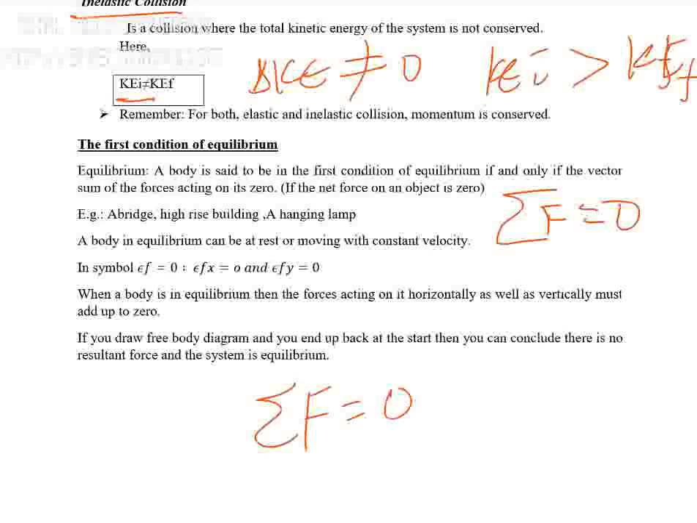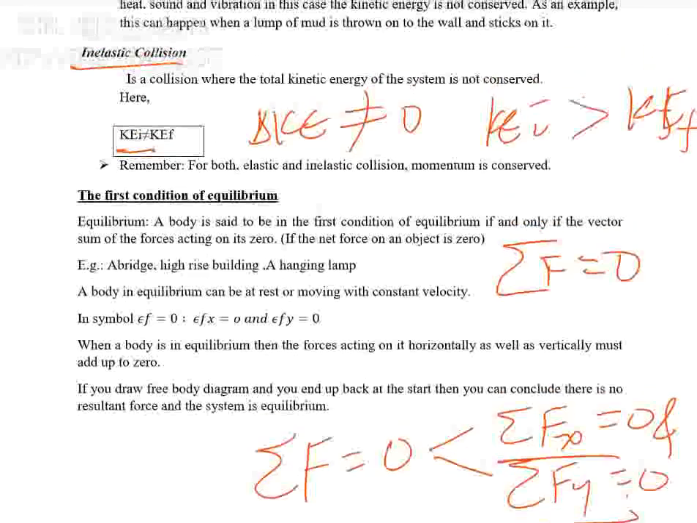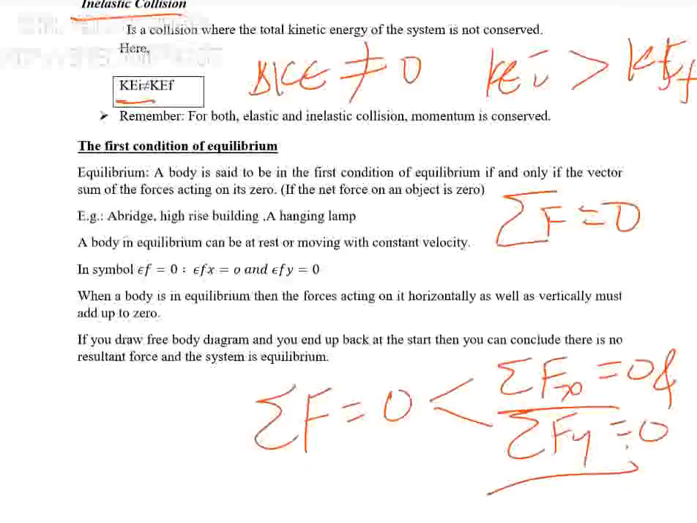When we say this, if we have horizontal and vertical components separately, the summation of forces in the x-axis is equal to 0, and the summation of forces in the y-axis is equal to 0. If these two become 0, we can say the object is in equilibrium. If one of the two is not equal to 0, the object is not in equilibrium. This is all about Unit 3, that is force and Newton's laws of motion. Until next time.